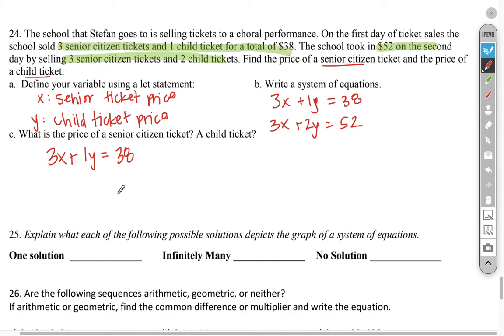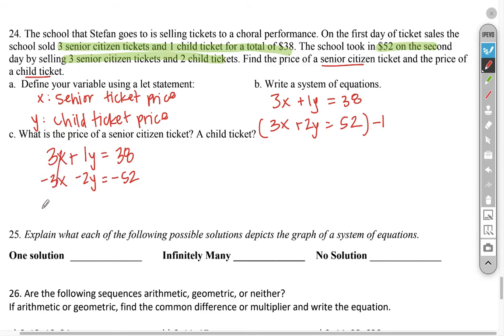Obviously, I'm just doing it just to make sure that we're doing it all the right way. So then we're going to have this one multiplied by -1. You could pick either equation. So we're going to have negative 3x minus 2y equals negative 52, right?